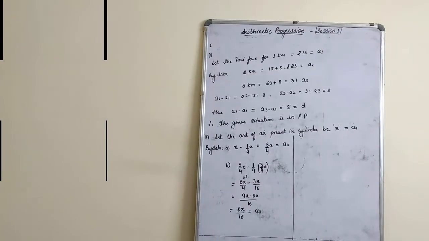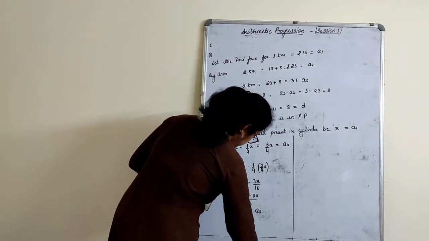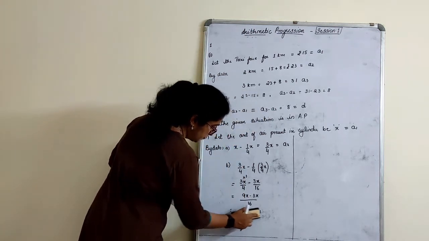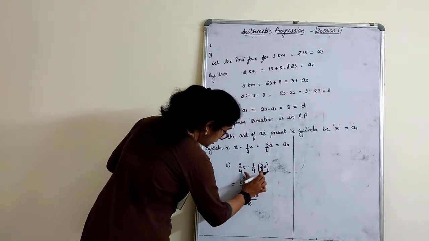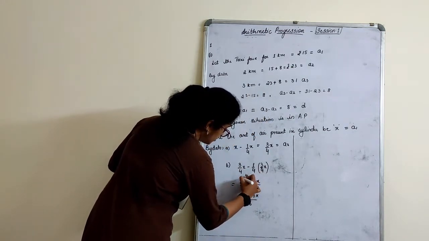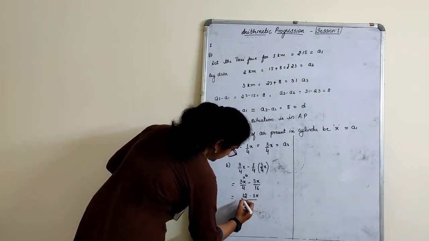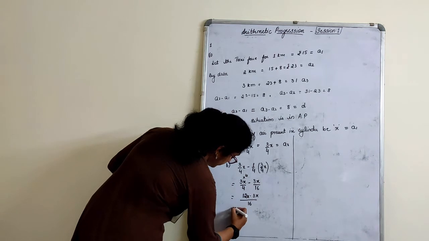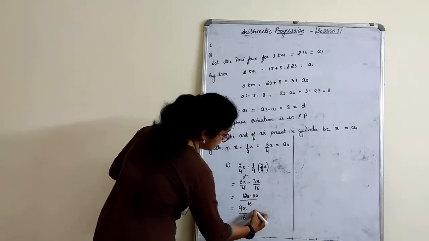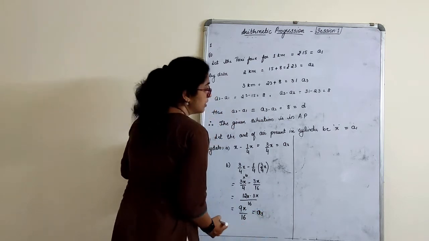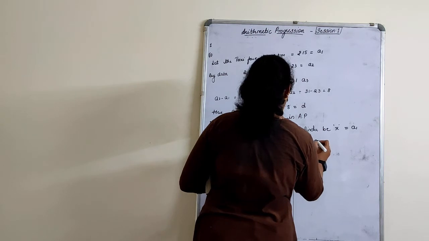Enough children. Okay, let's check. One second, I think we went wrong here. Yes, LCM is correct. So 4 4s are 16, not 3s. So 3 4s are 12. Okay, 12x minus 3x, 9x by 16. This is A3. Now let's first find out A2 minus A1.